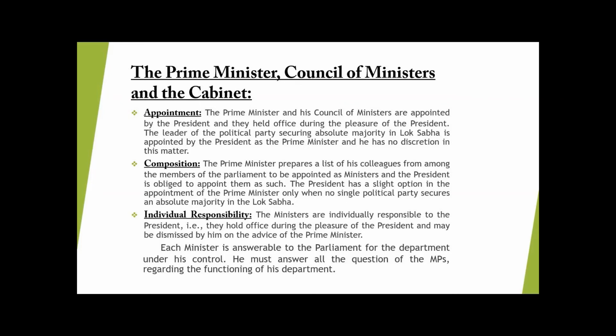Individual responsibility. The ministers are individually responsible to the President, that is, they hold office during the pleasure of the President and may be dismissed by him on the advice of the Prime Minister. Each minister is answerable to the Parliament for the department under his control. He must answer all the questions of the MPs regarding the functioning of his department.